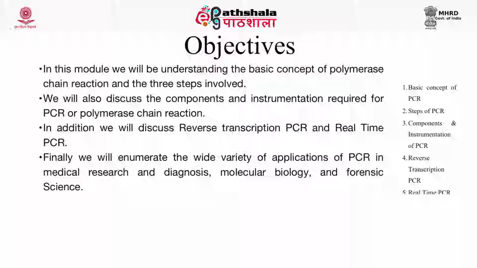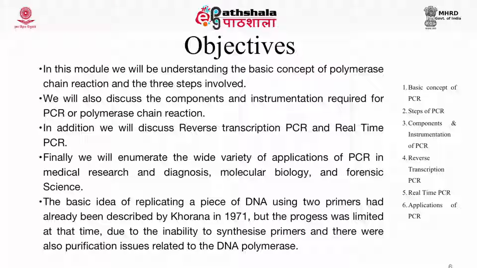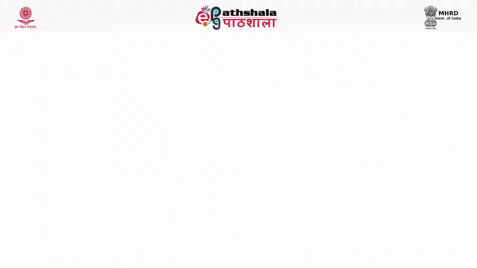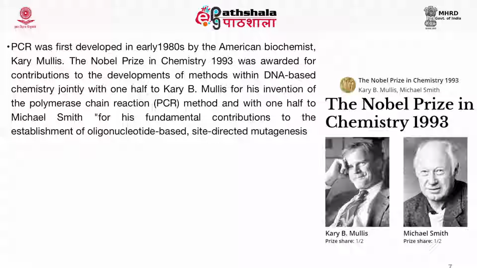The basic idea of replicating a piece of DNA using 2 primers has already been described by Khurana in 1971. But the progress was limited at that time due to the inability to synthesize primers, and there were also purification issues related to the DNA polymerase. PCR was first developed in the early 1980s by the American biochemist Kary Mullis.